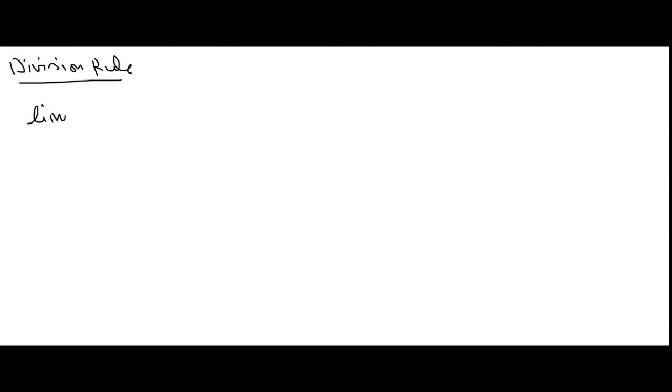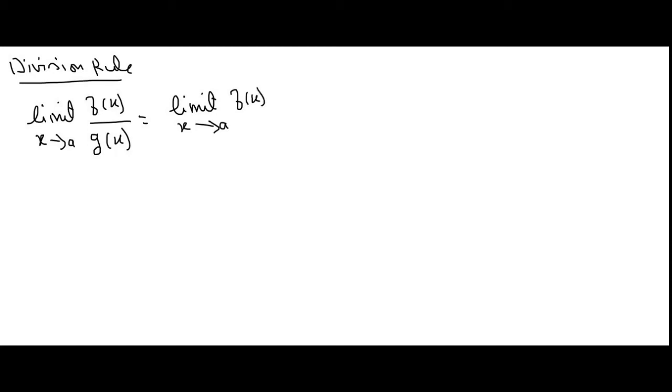Limit x approaches a, f of x over g of x. Actually, in the division rule we split the limit into the numerator and denominator values. So limit x approaches a f of x, whole divided by limit x approaches a g of x.